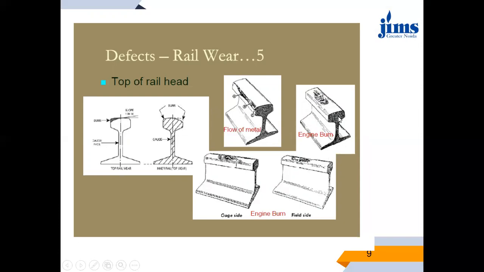Then engine burns. This engine burn is caused due to the same phenomena which we have discussed right now. That is the slipping of wheel on the same surface at a frequent, or you can say at the same point, whenever the wheel of the locomotive is slipping in one position itself. It causes wheel burns, or you can say engine burns. Okay, so this is also one effect of rail wear which is caused on the surface itself. Then in the last diagram, you can see the side section and the frontal section of again the wheel burn.